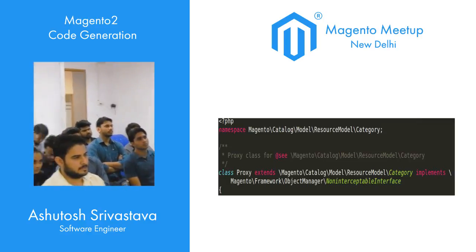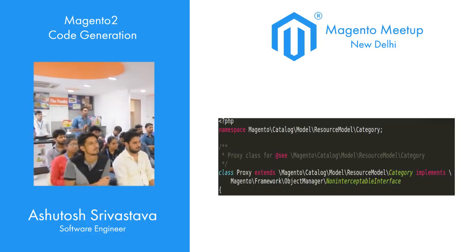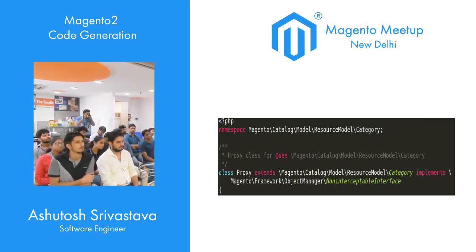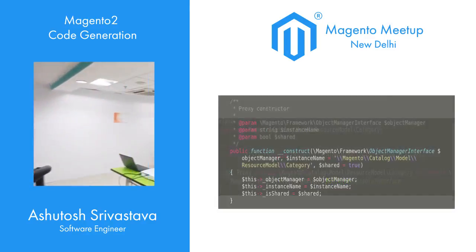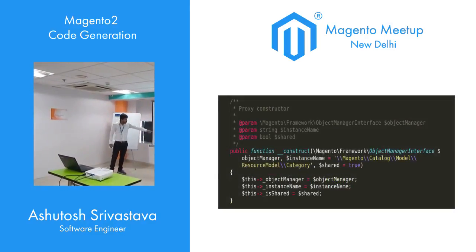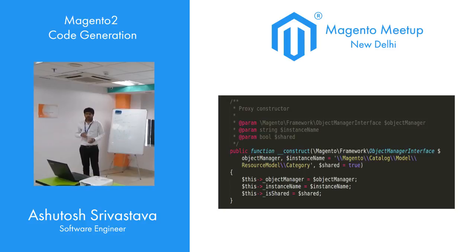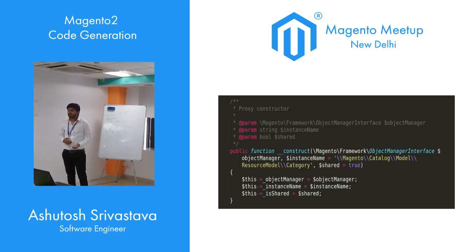And this is the constructor of that proxy class, and we see that there is no call to the parent constructor. It is extending the category class, and it is not calling the parent constructor. That's why it is speeding up the process of object creation. And proxy works like lazy loading. It will only create that object when you need it. It will not create it until you call it. You can see that in this slide.